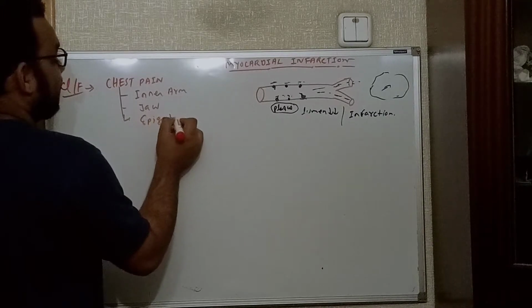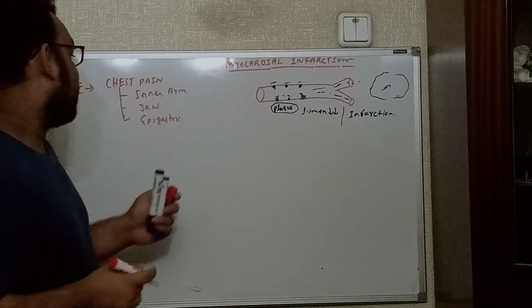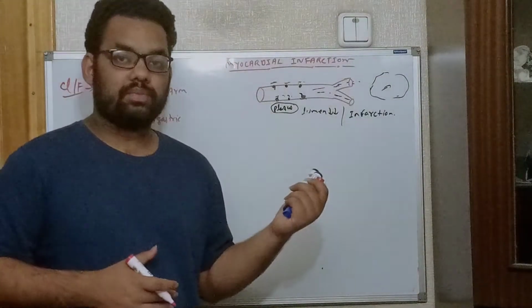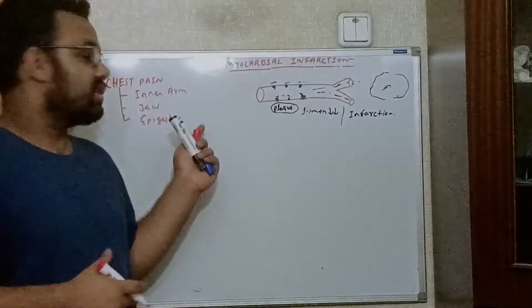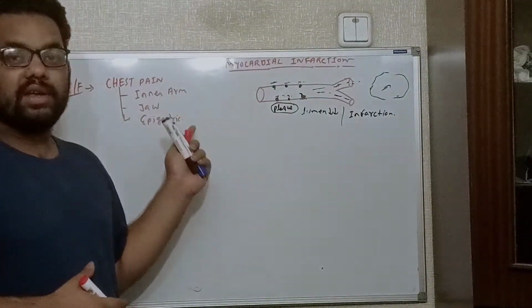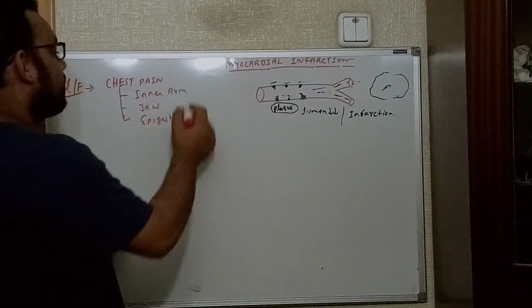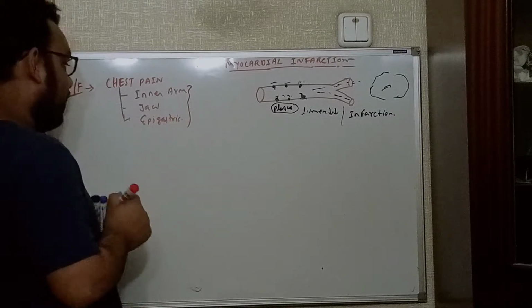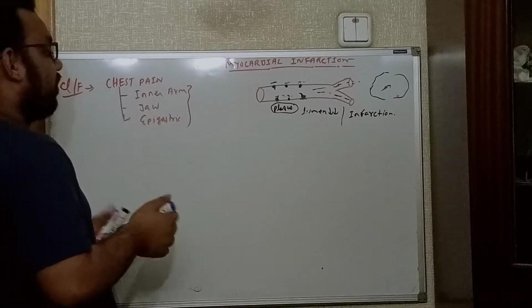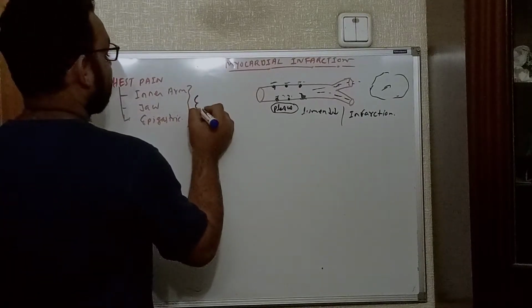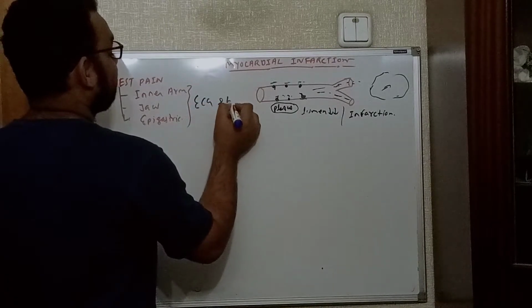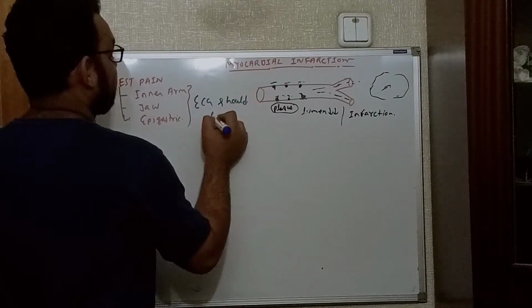Now try to understand and don't get confused. Epigastric pain, normally we understand that for gastritis, that is also epigastric pain. But here we are seeing the epigastric pain along with the jaw pain and the inner arm pain. So whenever we see this combination of three pains, we should suggest the patient go for the ECG. So here we should say the ECG should be done.